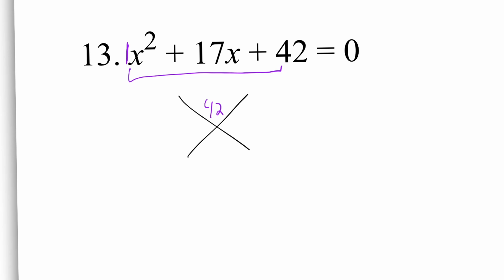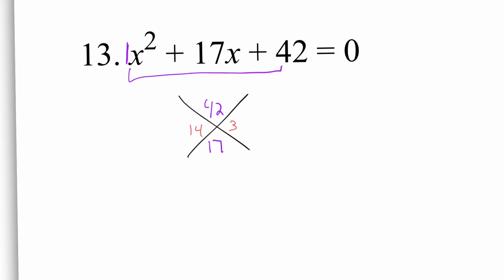And you guys have a 17 for the B term. So the two factors that work are 14 times 3. When you guys multiply 14 times 3, that's going to be 42. And 14 plus 3 is 17. Make sure you guys don't give up finding those numbers. You guys need to find the numbers that work and double check your signs so everything works in this X diagram.